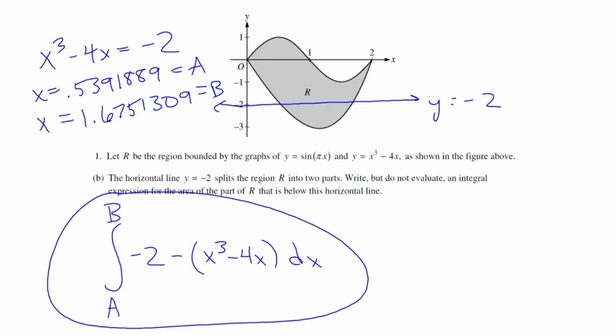And they gave you 2 points for this, 1 for finding these limits correctly, and 1 for having the correct integrand.